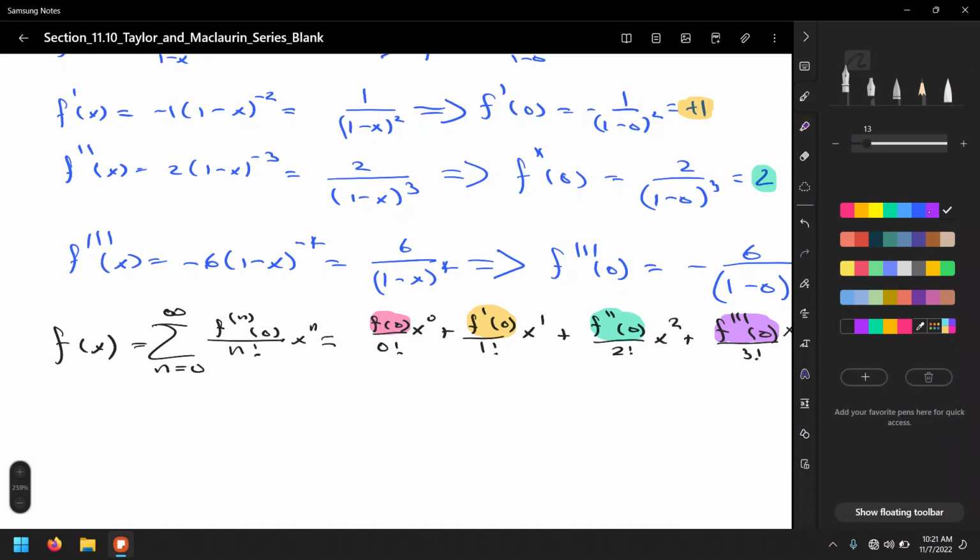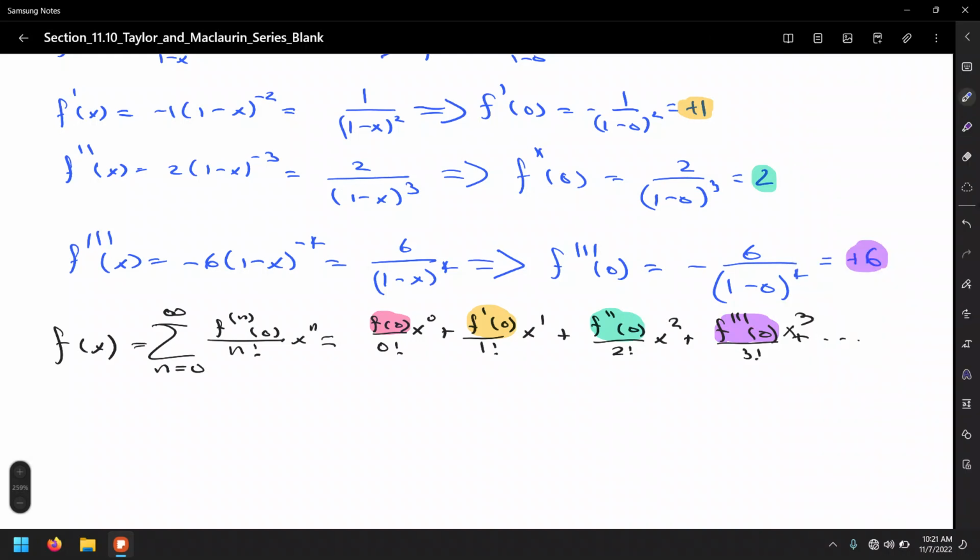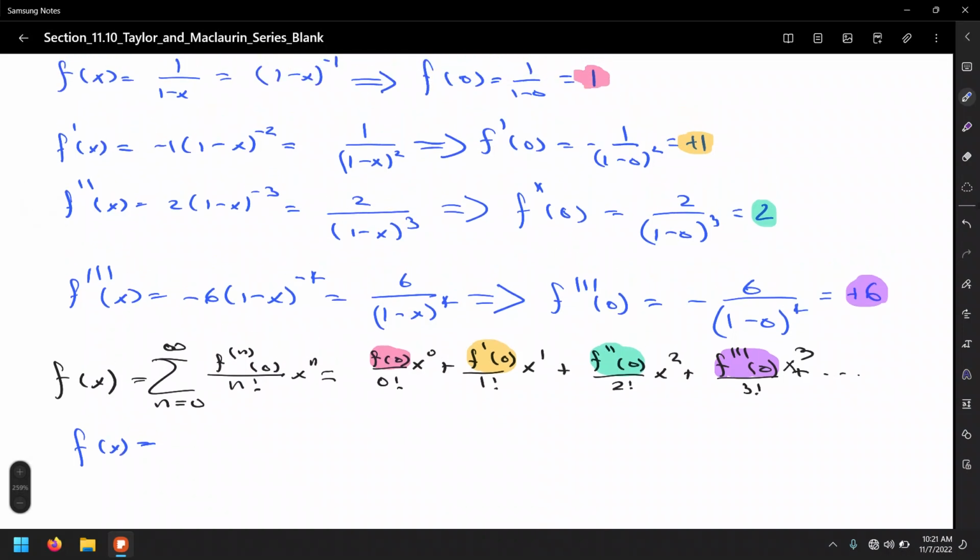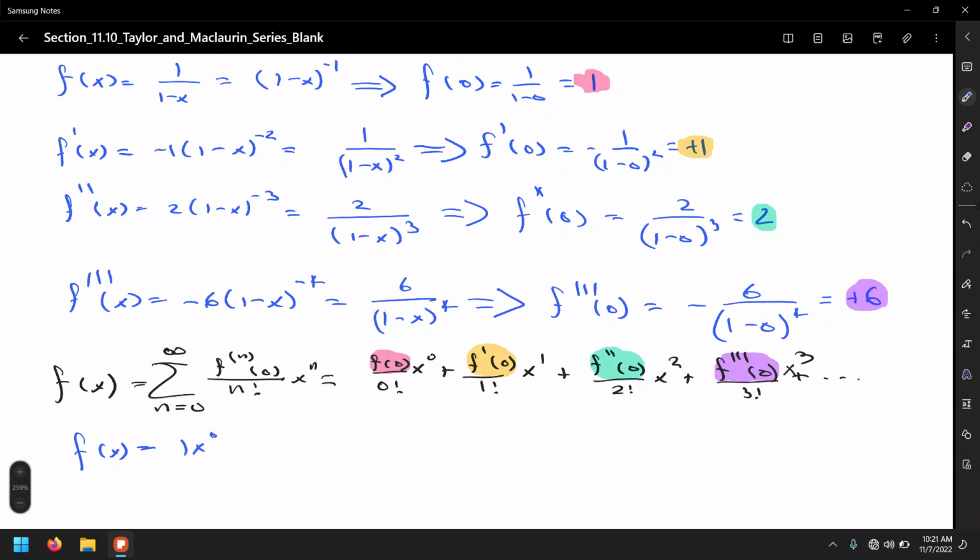So let's substitute what we have. So this will be f of x equals the function evaluated at 0, which is 1, x to the 0 over 0 factorial, plus f prime evaluated at 0, that's 1, x to the first over 1 factorial, plus f double prime, which is 2, x squared over 2 factorial, plus 6 x cubed over 3 factorial, plus dot dot dot. Okay?